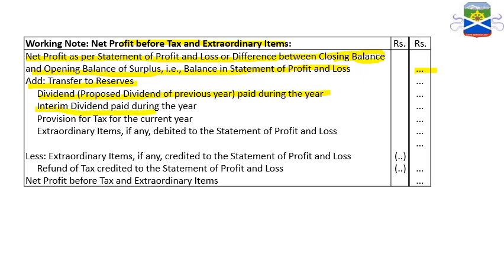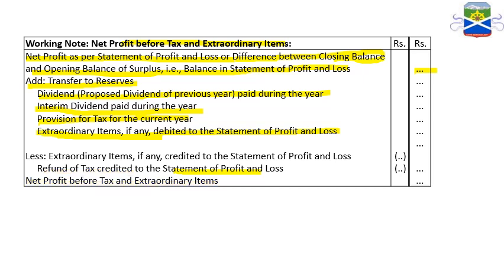Now interim dividend during the year, if it is paid, then provision for tax during the current year, and extraordinary items. As I said, if you paid for flood victims, earthquake victims, even for COVID, presently COVID-19 is going on, these items are to be added. And then less extraordinary items, if any, credited in the profit and loss statement, like tax refund. If you receive it, then you have to minus it. Whatever result you get is known as net profit before tax and extraordinary items.